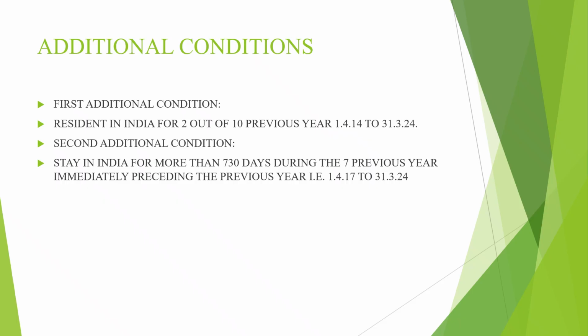Now, in these two conditions, if the individual satisfies both these conditions, then we call him a resident and ordinary resident. If only one additional condition is satisfied or none of the additional conditions are satisfied, then we call him a resident and not an ordinary resident. So let us get into a problem.